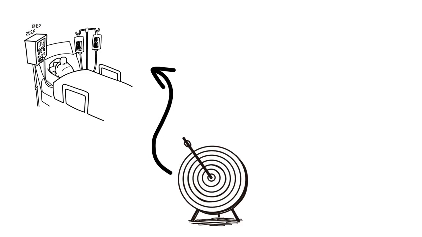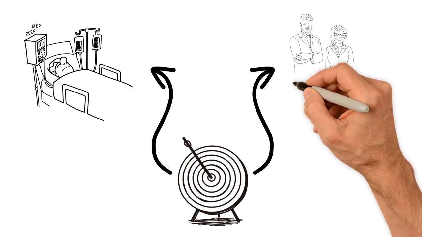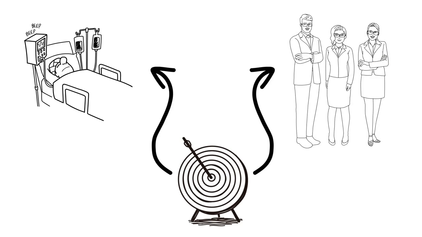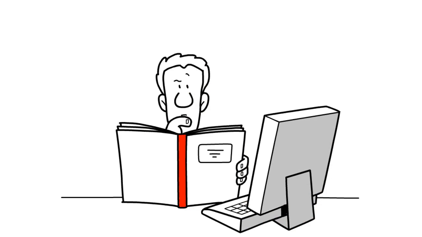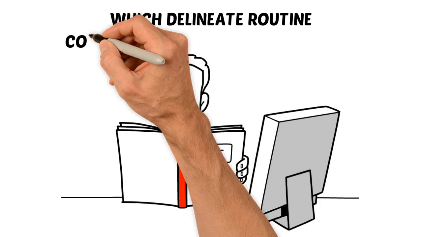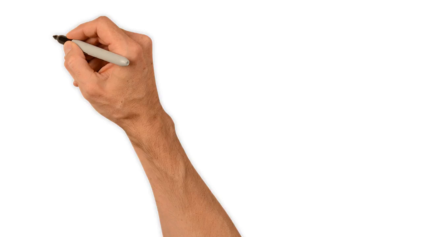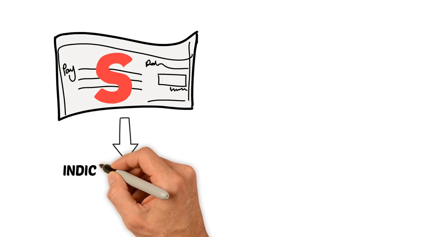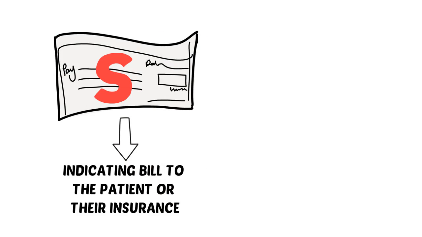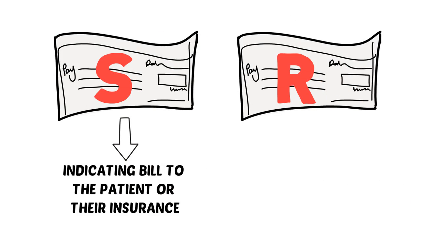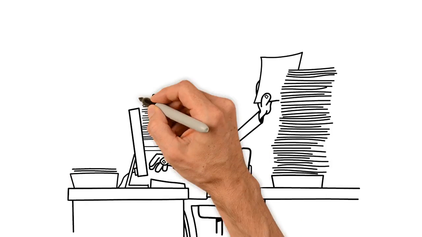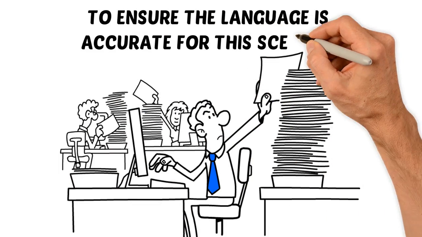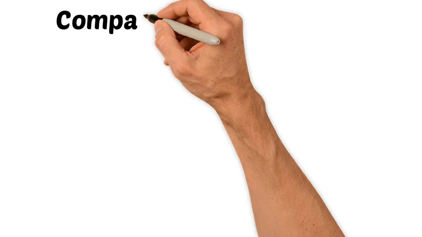If the budget goals of the PI or study team are to bill the patient, or their insurance, for as many items as appropriate, and bill the sponsor for certain protocol-required services, the coverage analysis will be drafted according to Medicare billing rules around clinical trials, which delineate routine costs in a qualifying clinical trial. For this scenario, some billing designations will be S, indicating bill to the patient or their insurance, and some will be R for research. A review of the study documents must be performed to ensure the language is accurate for this scenario. Comparing the documents.